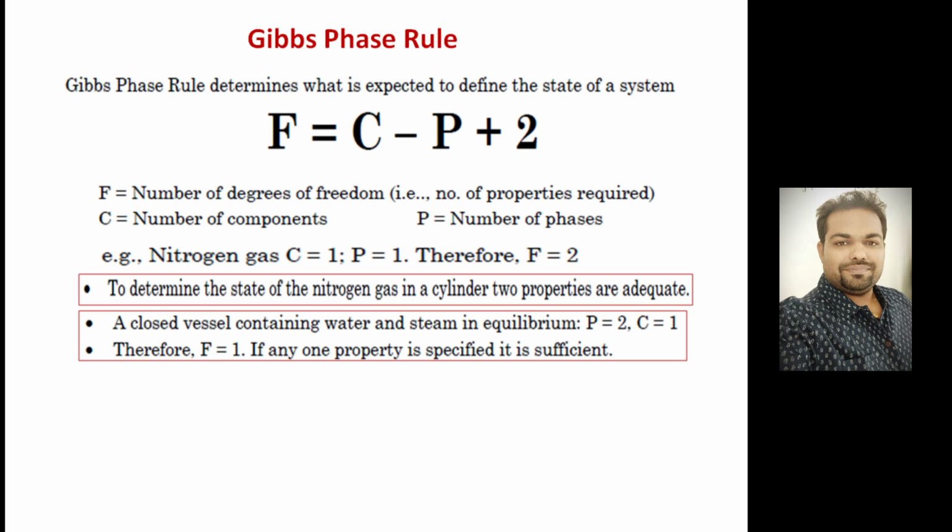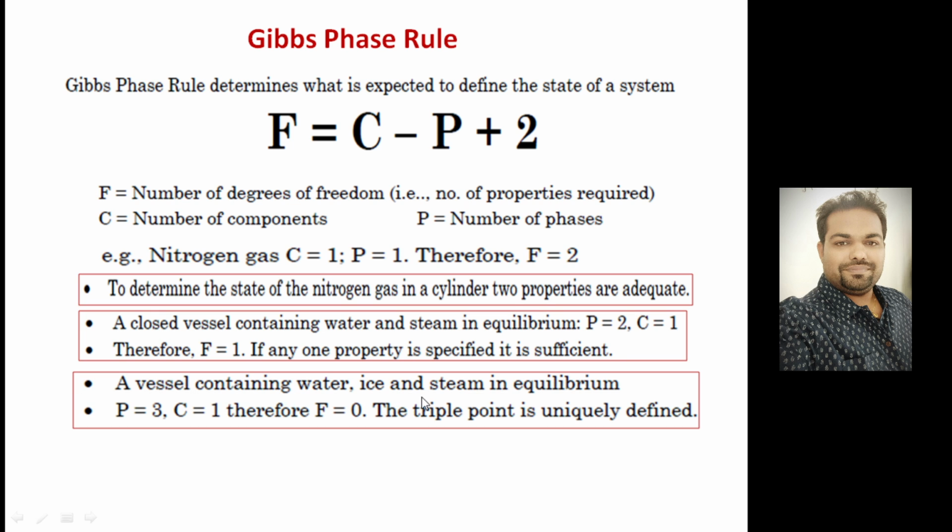If you take the third condition, a vessel containing water, ice and steam, that means there are three phases, but the component is one, right?